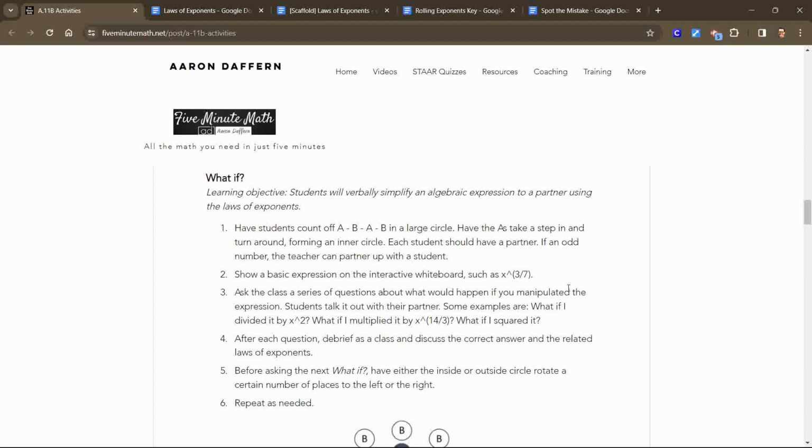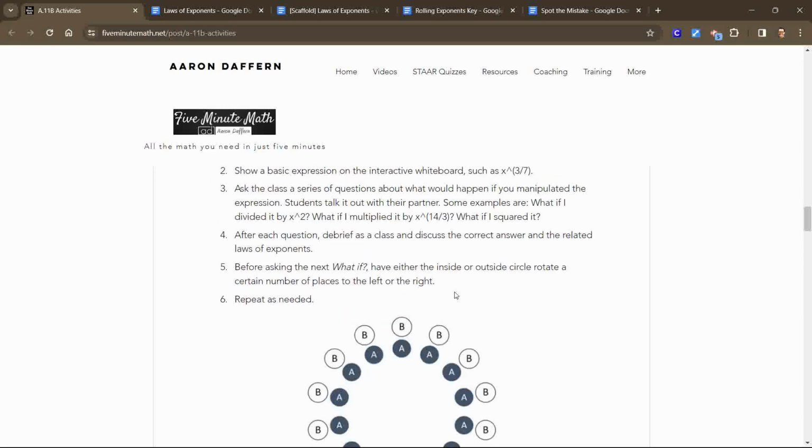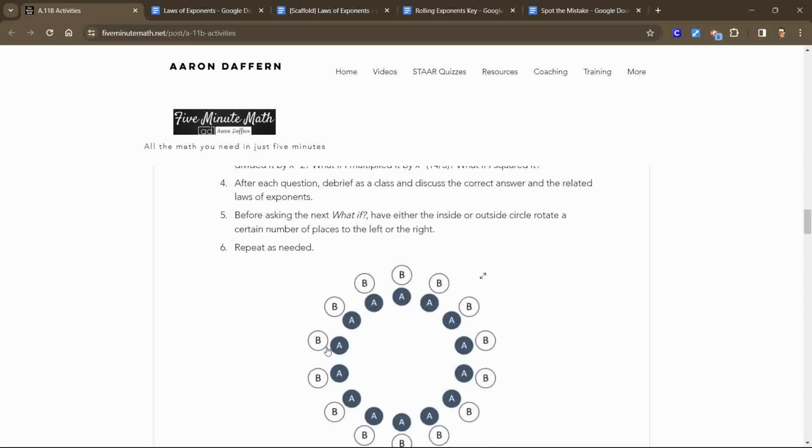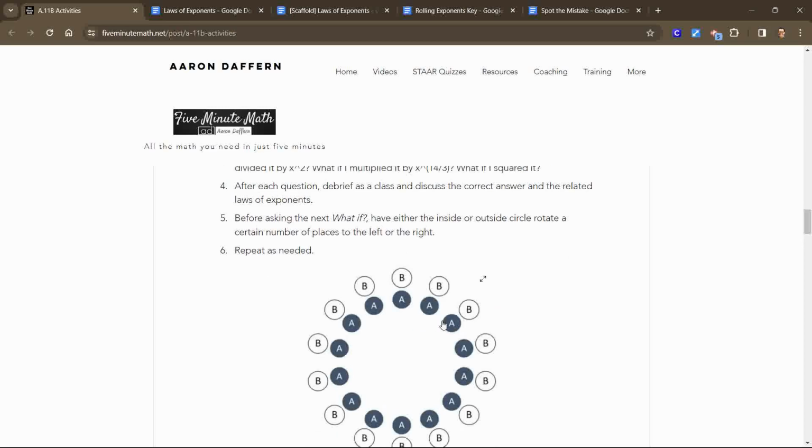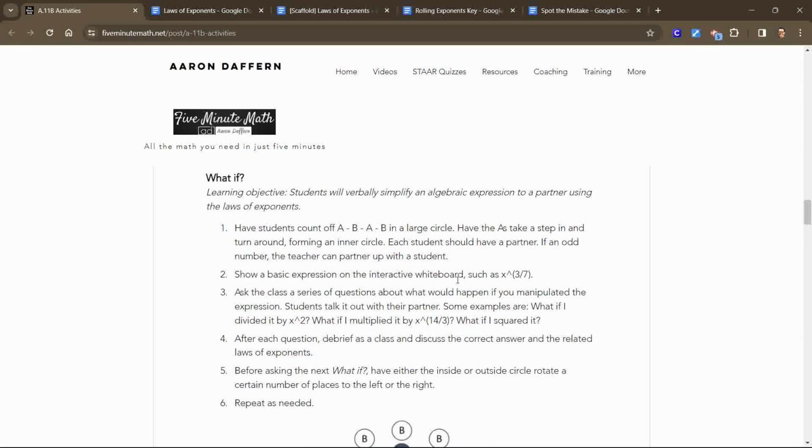It's called What If? Basically, you're just going to verbally play with expressions. They're going to be fairly simple. You're going to count the students off, A, B, A, B, put them into a large circle, and have the A's take a step in, so they end up creating an inside and an outside circle.